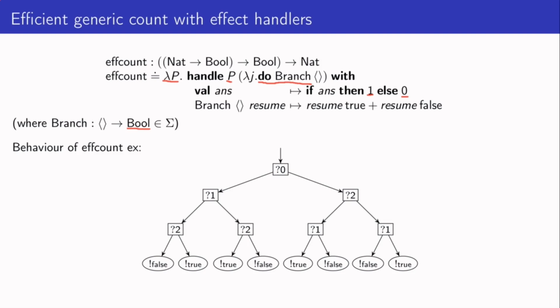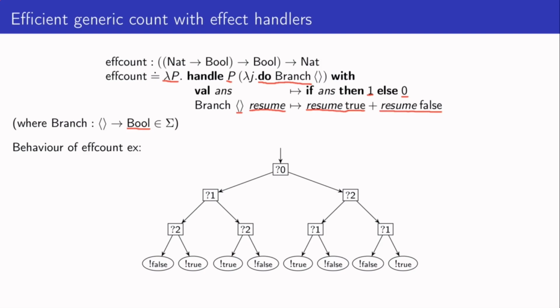Then the second part is an operation clause, specifically a clause for the branch operation, which in addition to giving access to the payload, also gives access to the continuation of the branch operation inside the predicate computation. This is a first-class entity, and what we do is we invoke the continuation with true first, and then we invoke it with false subsequently, and we sum up the result of those two invocations.